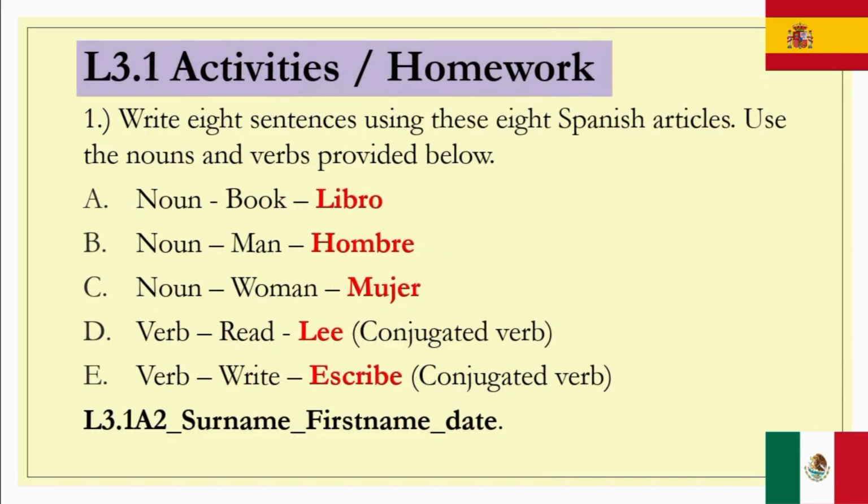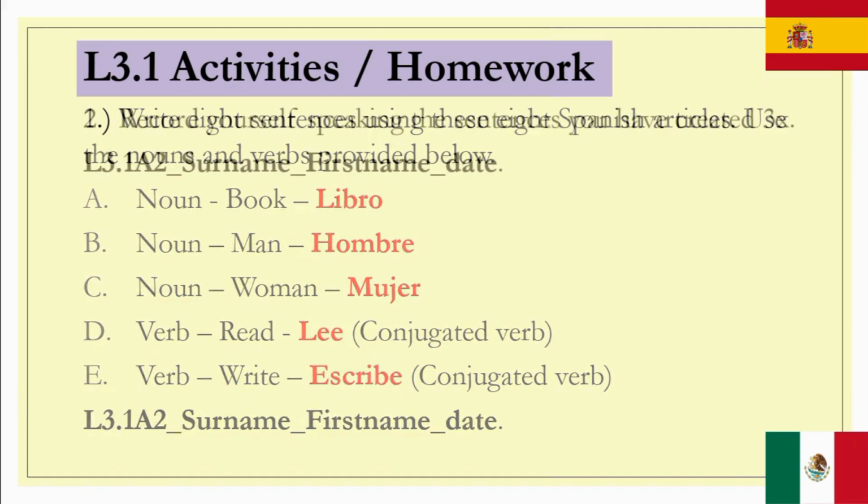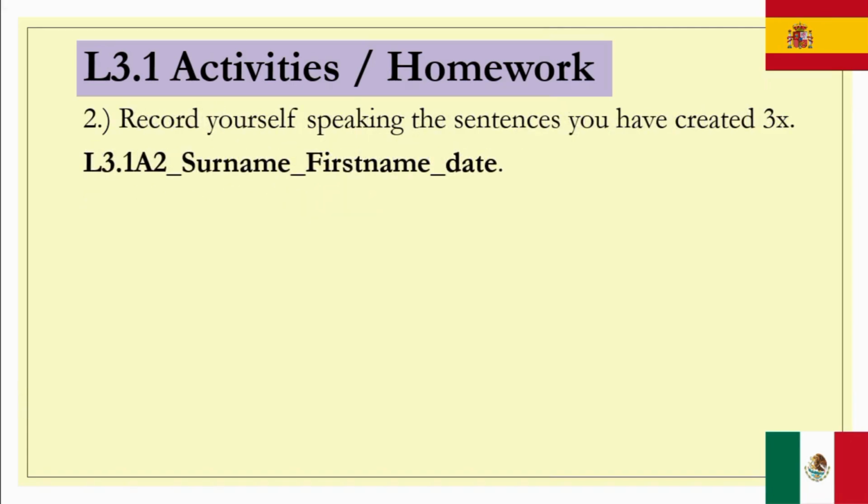Now for our activities and homework, write 8 sentences using these 8 Spanish articles. Use the nouns and verbs provided below: book, libro; man, hombre; woman, mujer; read, lee, conjugated verb; write, escribe, also a conjugated verb. Just follow the pattern. Then record yourself speaking the sentences you have created 3 times. Remember, this is a conversational course, so we must really have an output, or speaking practice, all the time. That's why we're doing this.